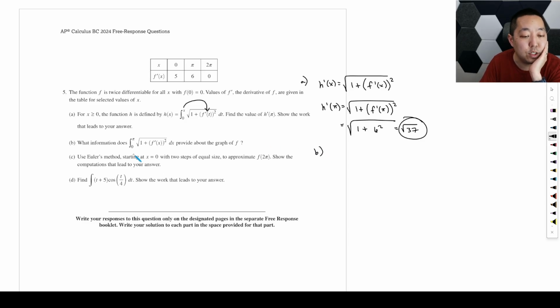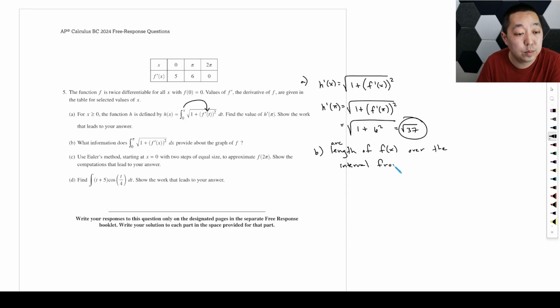B, what information does it provide about the graph of f? So you understand what this is. This is the arc length formula. You have to recognize that as the arc length formula. So this is the arc length of f of x over the interval from x equals 0 to pi. They're just making sure you understand that that is the arc length.